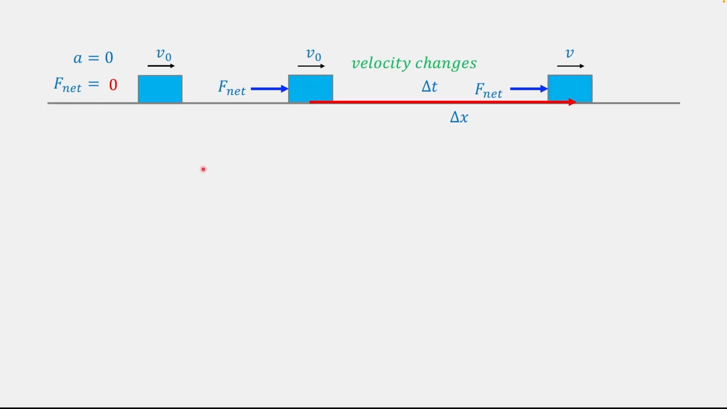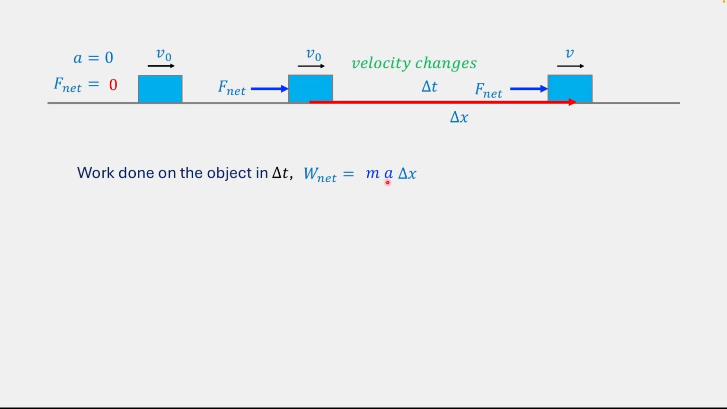Now, let us find the work done on the object in the time interval delta t. For simplicity, I assume that the net force is constant. Work by a constant force is the force times the displacement times cosine theta. The force and the displacement are in the same direction, so theta is 0, and cosine 0 is 1. By Newton's second law, the net force is mass times acceleration.